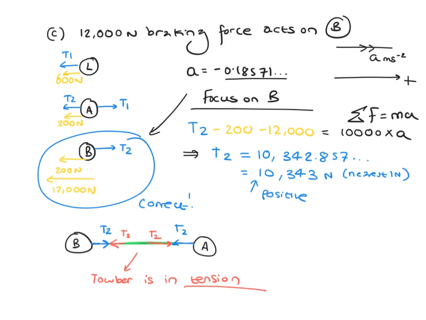So just to reiterate, this force acts on particle B, this force acts on particle A, these forces act within the tow bar and are equal and opposite, and because they're pulling outwards, they're pulling the tow bar, which means it is in tension, whereas in the previous question, the red forces in the tow bar were pushing inwards, which meant it was in compression.